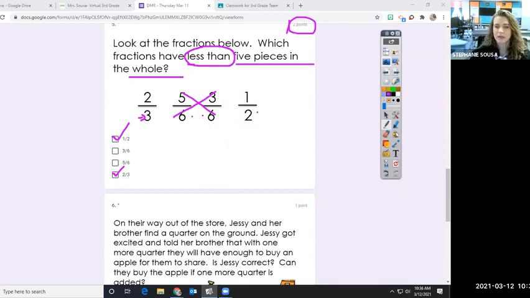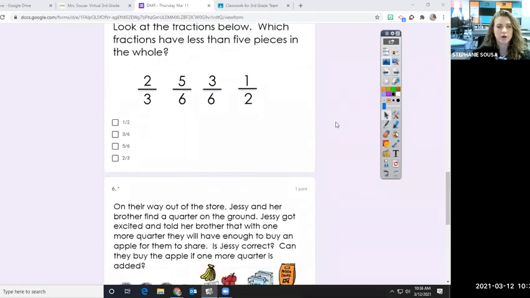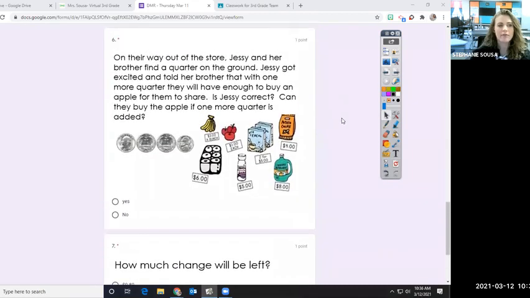All right. Let us take a look at our final 2 questions regarding money. On their way out of the store, Jessie and her brother find a quarter on the ground. Jessie got excited and told her brother that with 1 more quarter, they will have enough to buy an apple for them to share. Is Jessie correct? Can they buy the apple if 1 more quarter is added? Do you see that word added? Ooh, you gotta add it.